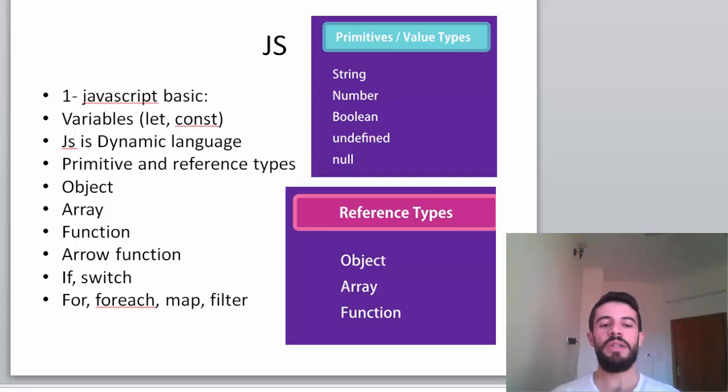Also, statements like if and the switch statement. Any programming language has these statements, if and switch. The for and for each. For and while loops exist in all programming languages. Also, for each exists in JavaScript and PHP and many programming languages. Map and filter functions exist in many programming languages, especially functional programming languages.